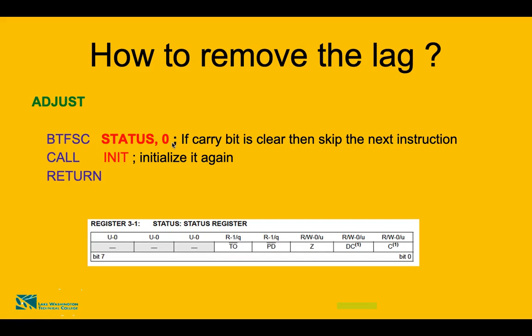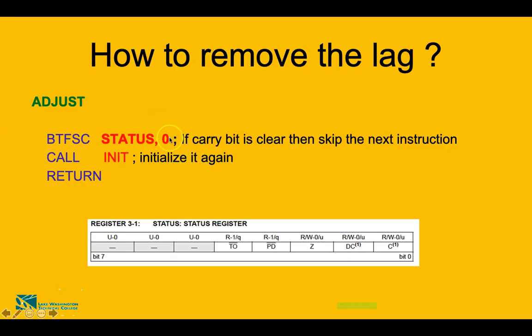Instead of doing that, it is just checking what your carry bit is, whether it is 1 or 0, and based on that it is executing the instruction. So if your carry bit is 0, skip if clear, then it's going to skip this step and go to the return, and for whatever the program is, it will go there.